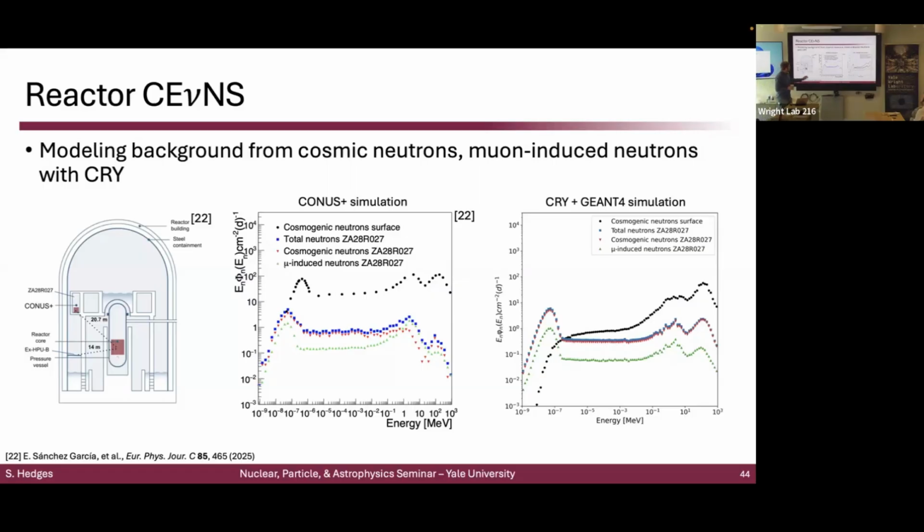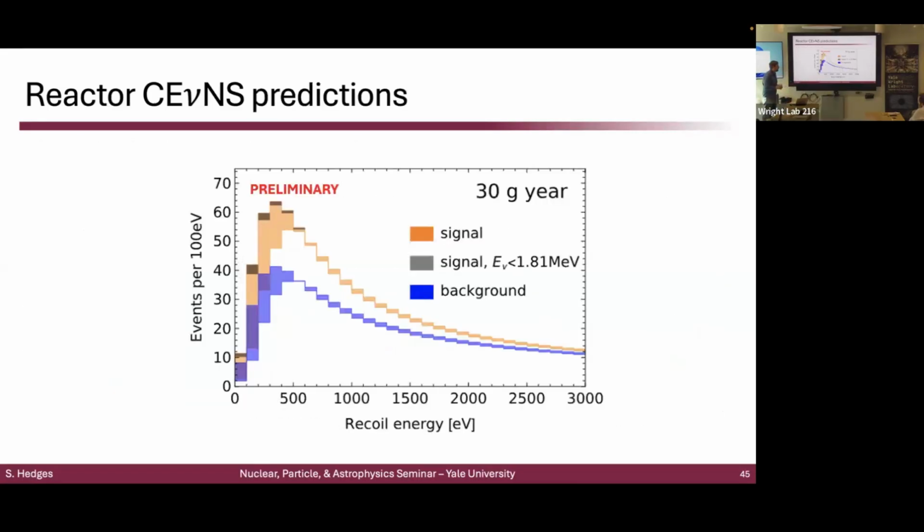And with that, we looked at the CONUS Plus simulation effort and did our own simulation using CRY, which is a cosmic ray generator, and GEANT4. And overall, we're able to produce a very similar result in terms of the backgrounds of different energy neutrons that we expect to be incident on our detector. They're passing through different levels of shielding. We can do that to then estimate what our sensitivity is.